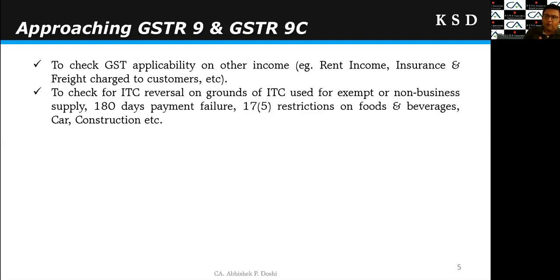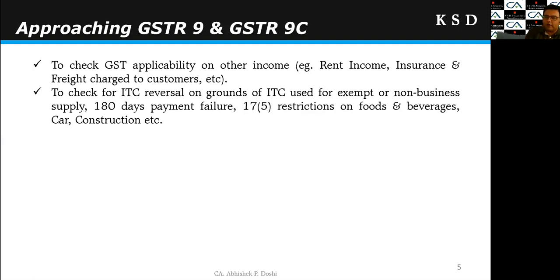One of the important things in ITC reversal is the reversal required for exempt supply. It may so happen that I don't have any exempt turnover. My main manufactured or traded item is taxable, and I am discharging GST liability on the entire turnover. But I may have some other income which is in the nature of supply, but is exempt supply. For example, sale of export license, right? At present, the export license sale is exempt under the GST. So it is exempt supply.